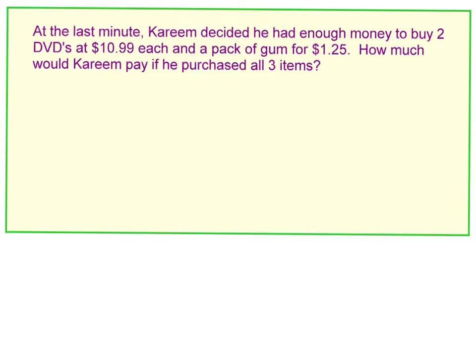All right, at the last minute Kareem decided that he does have enough money to buy 2 DVDs at $10.99 each and a pack of gum for $1.25. How much would Kareem pay if he purchased all 3 items? In this scenario, he has more than one item that he's buying. So our first step is that we have to add up those items. 2 DVDs at $10.99 plus the pack of gum will give us our subtotal.